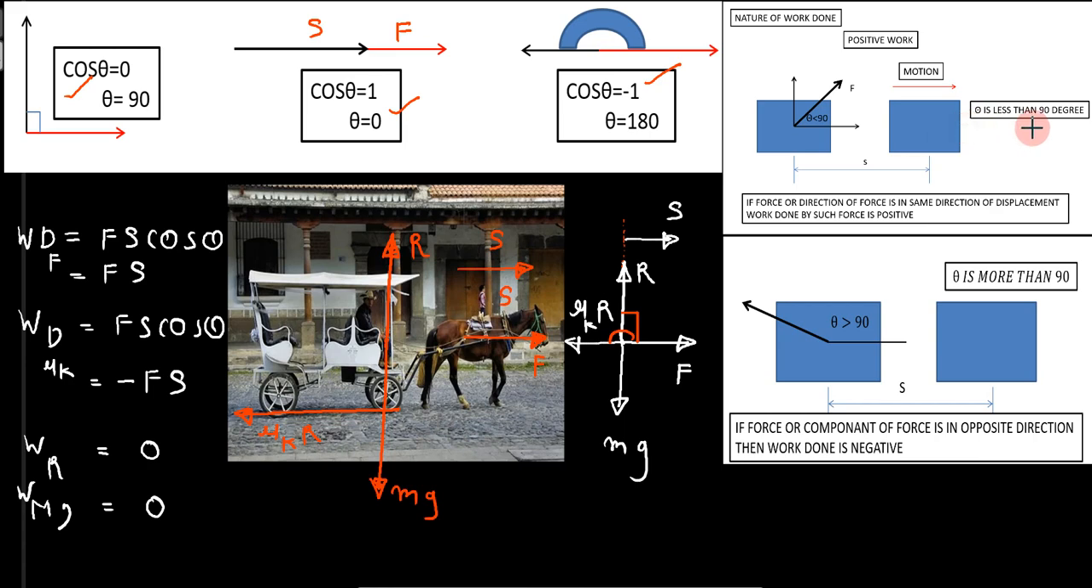When theta is less than 90 degree, the work is positive. If force or direction of force is in the same direction of displacement, so work done by such force is positive. Okay, I repeat this. A force or direction of force is in the same direction of displacement. Work done by such force is positive. If force or component of force is in the opposite direction of displacement, then work done is negative. So if theta is less than 90 degree, the work is positive. If theta is more than 90 degree, work is negative. And if theta is exactly 90 degree, then work is 0, remember. Then work is 0.